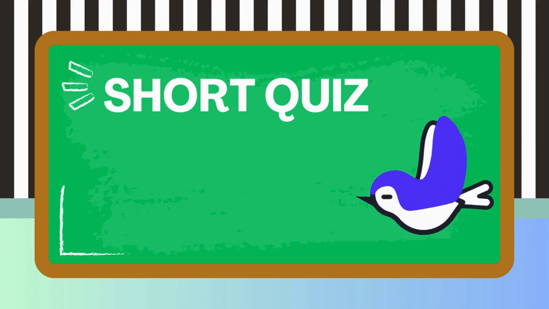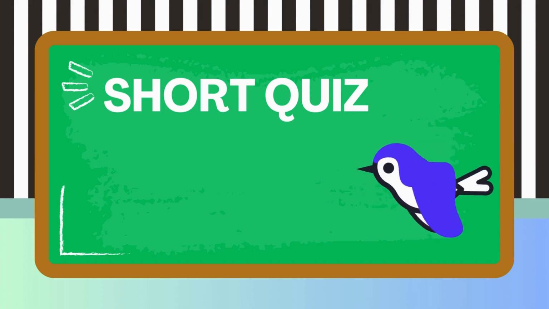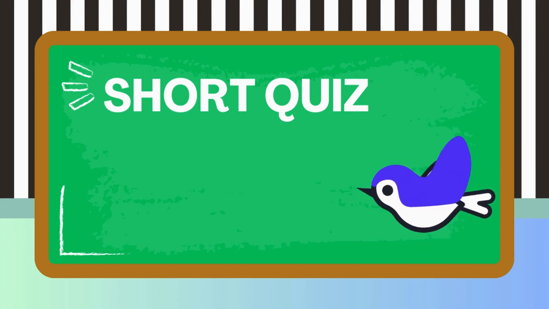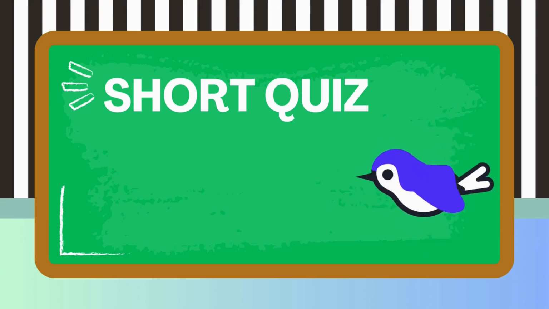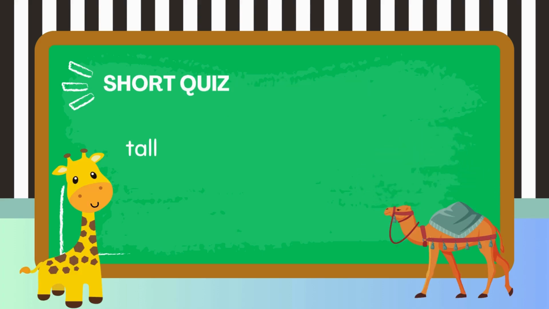Now, let's practice what we have learned today. Are you ready? Let's look at question number 1. We have two animals here, a giraffe and a camel. The adjective given is tall. So what is the comparative form for the adjective tall? Can you guess?